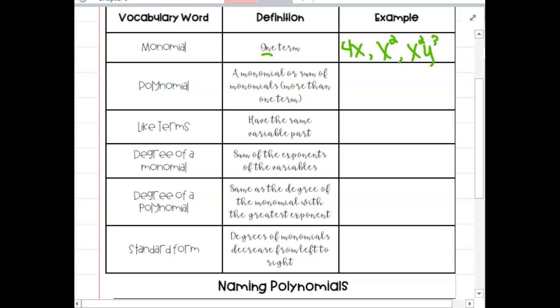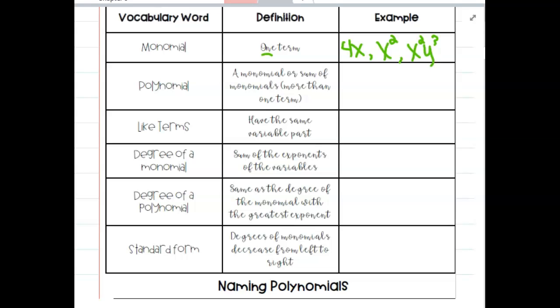Whenever we're talking about this word term, terms are separated by addition and subtraction. So if you don't see addition or subtraction, 4x is just one term. If it said 4 plus x, that would be different, because 4 plus x would be two terms. Terms are separated by addition or subtraction.